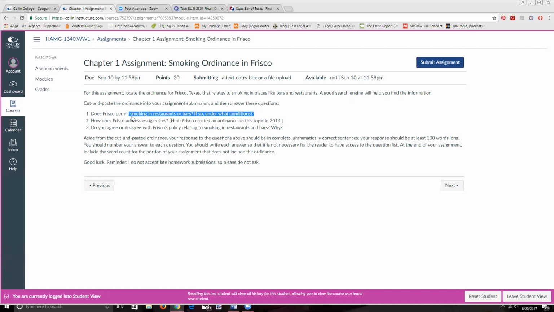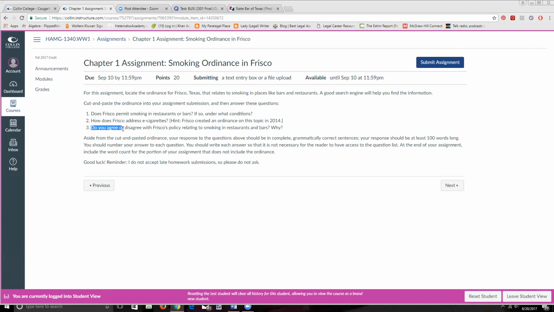Then we have the next question. How does Frisco address e-cigarettes? And I might say, Frisco permits e-cigarettes in these locations, but prohibits e-cigarettes in these locations. And so you'll want to phrase your answer so that it lets the reader know what the question was without actually directly stating the question.